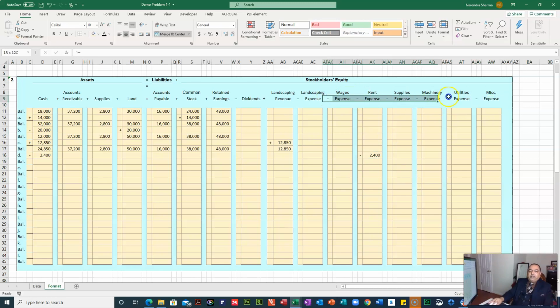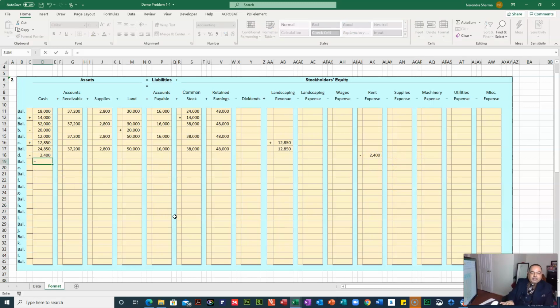If you look at the top, revenue is plus, dividend is minus. So follow that pattern. It will be the cash which is going to be impacted. So minus that 2,400 will be 22,450. Accounts receivable same amount. Supplies is same amount. Land is same amount, 50,000. Accounts payable 16,000. Common stock 38,000. Retained earnings 48,000.